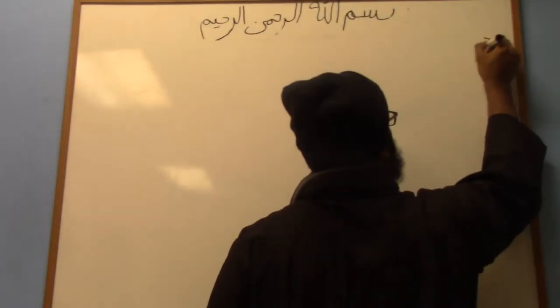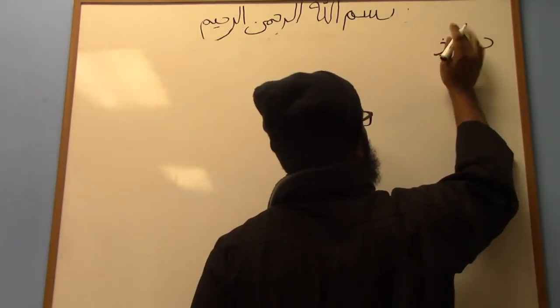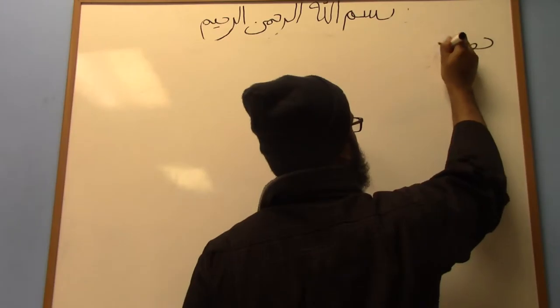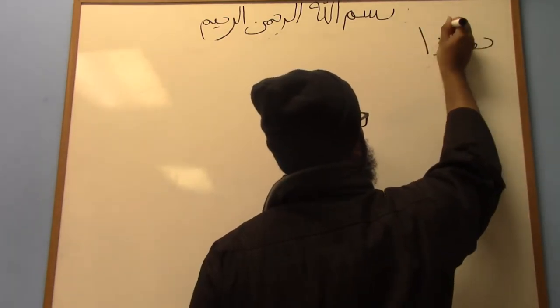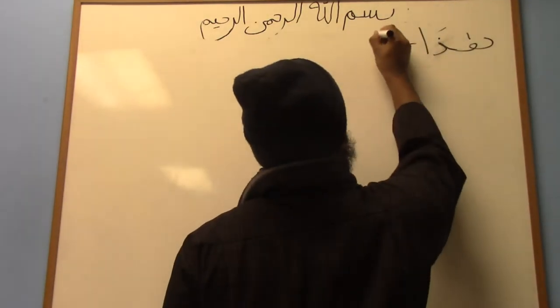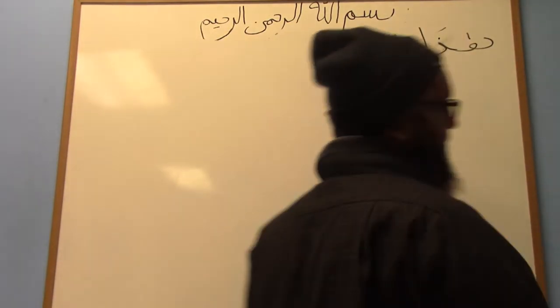In this lesson, the author introduces the word hadha. And by now we know that hadha means this, or this is. And when you add a noun after it with tanween, for example, baytun, hadha baytun, the meaning becomes this is a house. Hadha masjidun, this is a mosque.